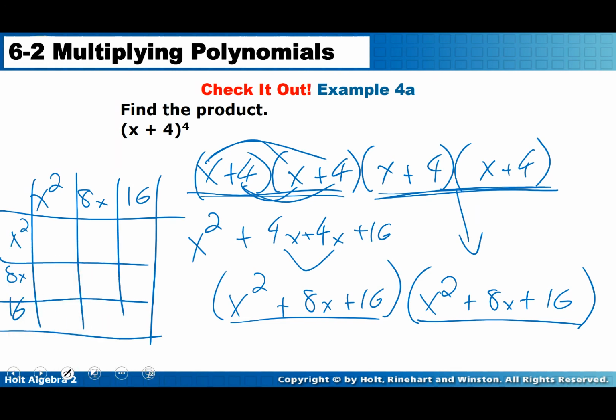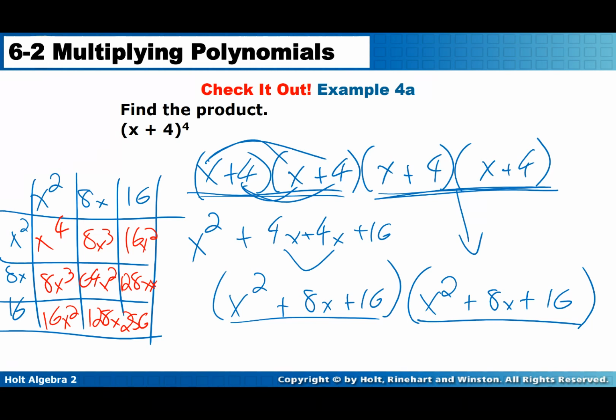So when you multiply it all together, this becomes x to the fourth. This would be 8x to the third, 16x squared, 8x to the third, 64x squared, and 128x, 16x squared, 128x, and 16 times 16 is 256.